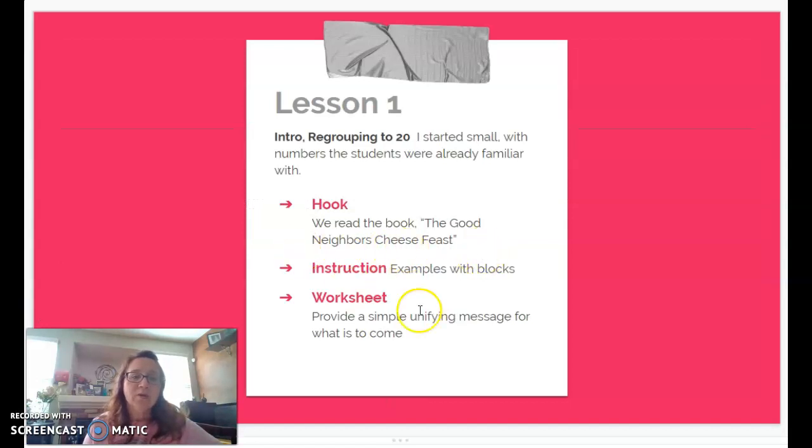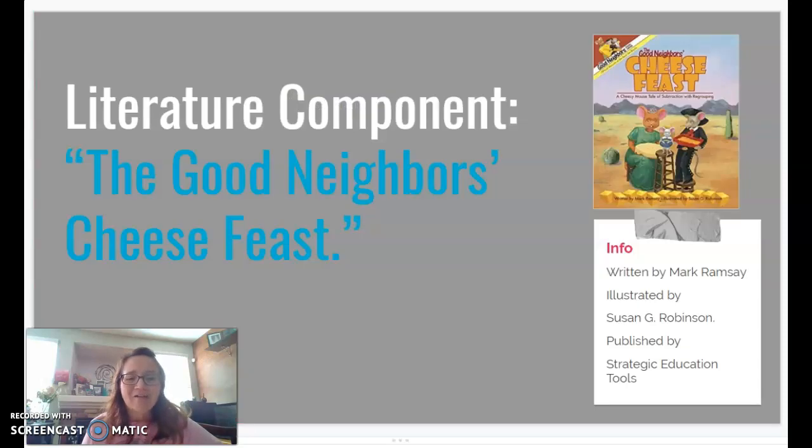Lesson 1, this was where my literature component was included. We did introduction and regrouping to 20. We used a lot of blocks for instruction, and then we used a worksheet as well. The worksheet I got from the My Math Curriculum second grade book. That was very generously donated to one of my teacher friends.